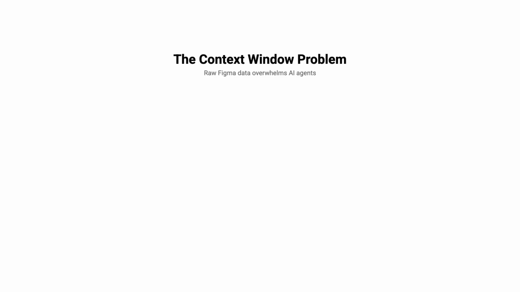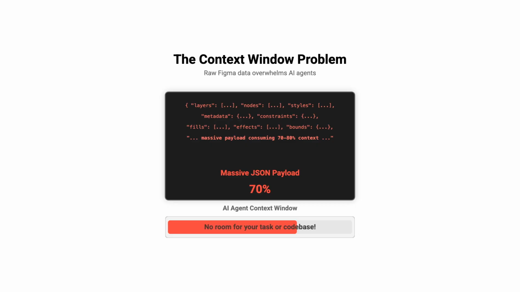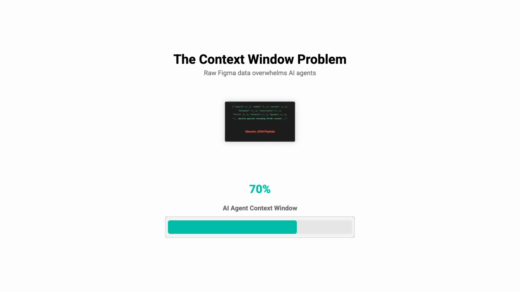Even plugin API-based MCPs face a critical issue: Figma's design data is massive. A single page can consume 70 to 80% of your AI agent's context window. Most open-source MCPs, whether REST or plugin API, make the same mistake: they pass raw or minimally processed Figma data directly to the AI. The result? Overwhelmed agents, degraded performance, and inconsistent outputs.